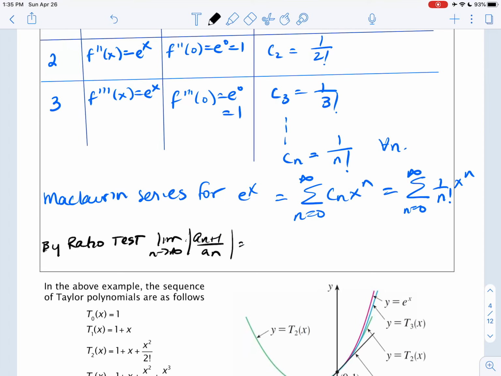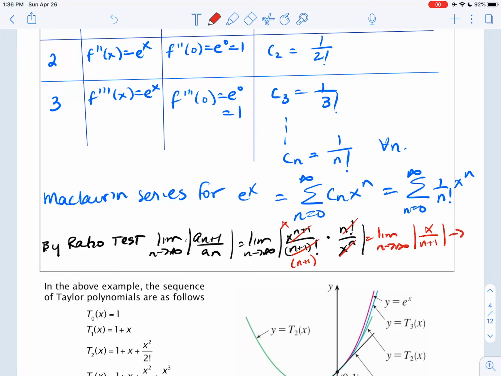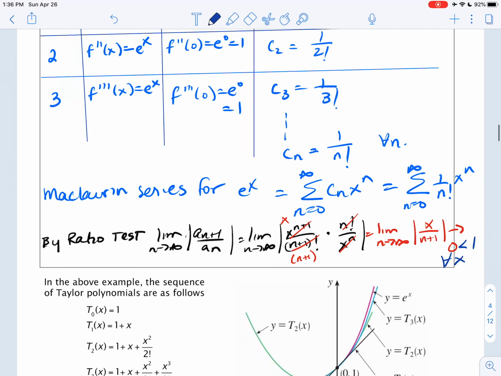And we saw in a previous section, by the ratio test, the limit as n goes to infinity of a sub n plus 1 over a sub n is equal to the limit as n goes to infinity of x to the n plus 1 over n plus 1 factorial times the reciprocal of a sub n, which would be n factorial over x to the n. If we cross-cancel our common factors, n factorial cancels with n plus 1 factorial to leave a factor of n plus 1 left over. And that limit is going to 0. And 0 is always going to be less than 1 for all x.